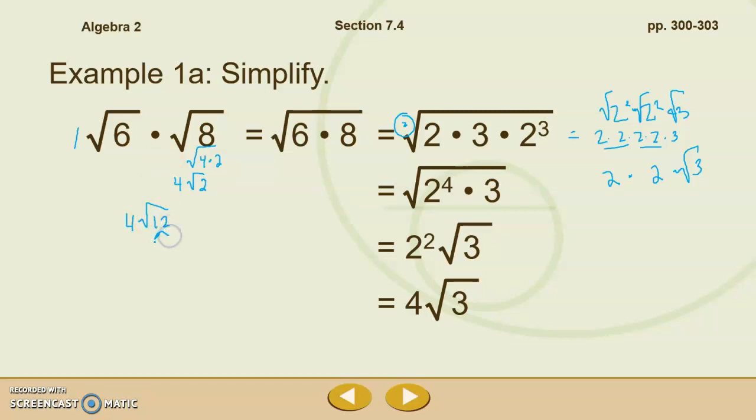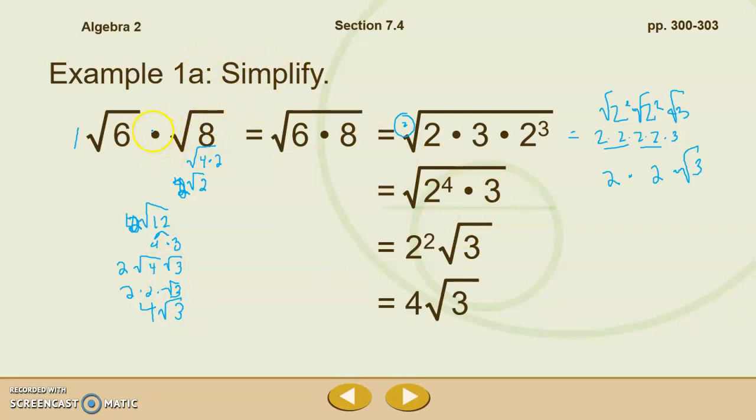And then my 12 is made up of 2 square roots. Sorry, the square root of 4 is 2. 2 square root of 12. And then 12 is 4 times 3, so I have 2 times the square root of 4 times the square root of 3, or 2 times 2 times the square root of 3, and we still get 4 square root of 3. So there are 2 different ways you could do that.